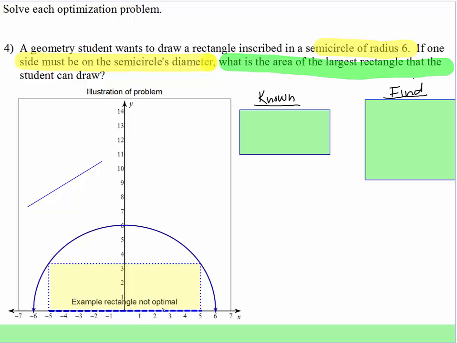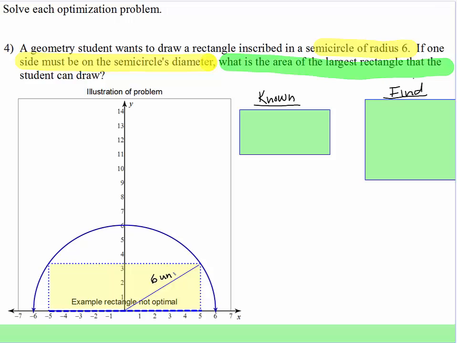It doesn't say that it's the full length of the diameter, it just means the rectangle sits on it. And it does tell us that the radius of the semicircle is 6. So I'm going to put that there and go ahead and label it. I'll put 6 units because it doesn't tell us. Okay, so what is the area of the largest rectangle?